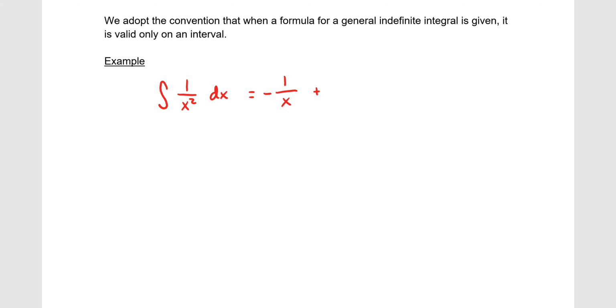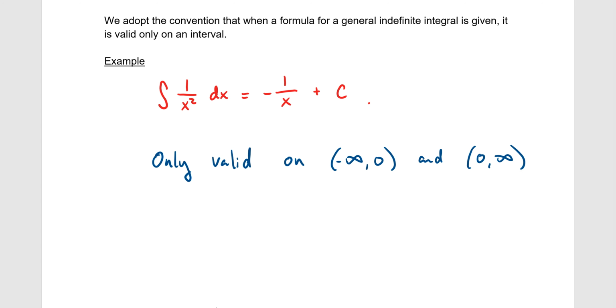And since it's an indefinite integral, we always have that plus c. And we have to know that this is only valid when x does not equal 0, because x cannot equal 0 for 1 over x squared. So it's only valid on the intervals negative infinity to 0 and 0 to infinity, not including 0.